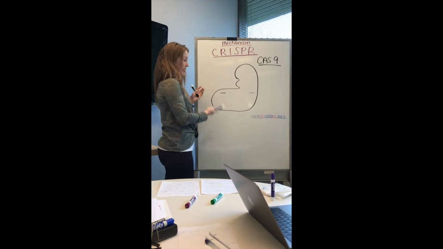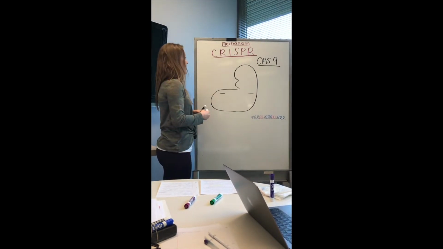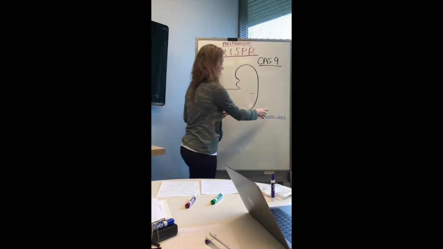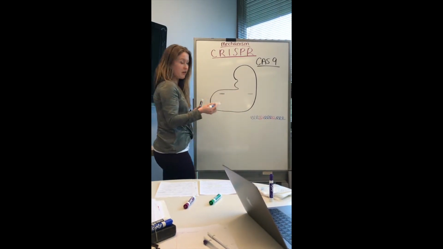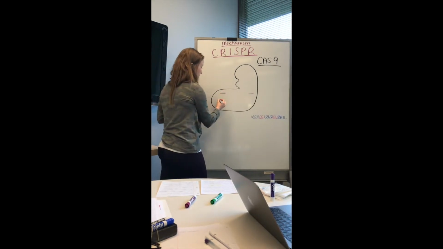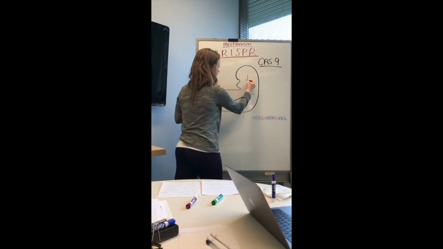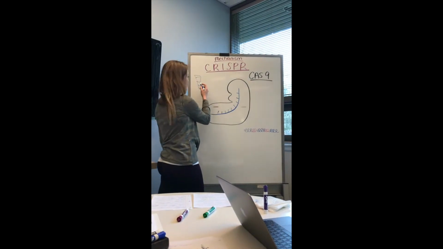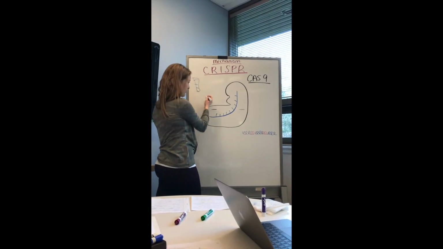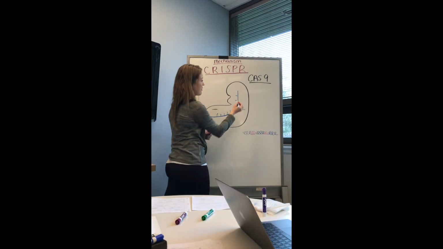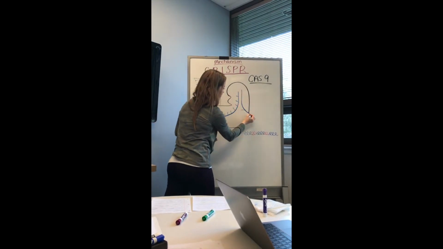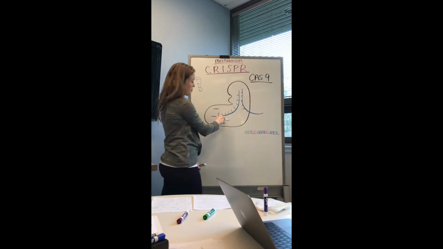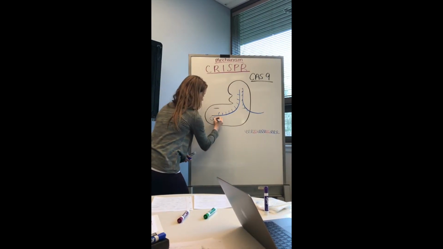Okay, so this is a Cas9 protein, and what Streptococcus pyogenes does is it'll create two strands of RNA. One is called a CRISPR RNA, which codes for the sequence of the DNA of the viral intruder. Now, the second strand of RNA is called a tracer RNA, and it essentially holds the CRISPR RNA in place.